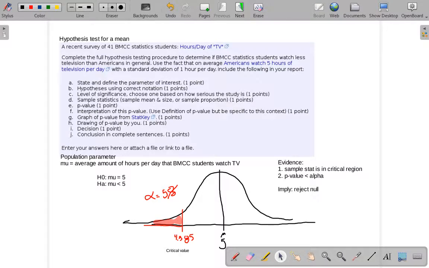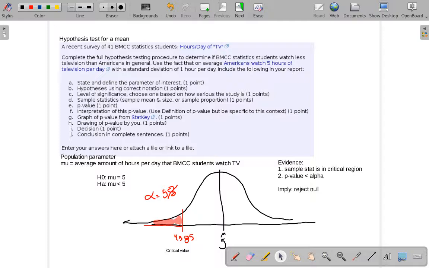We are going to do a hypothesis test for a mean. So a recent survey of 41 BMCC statistics students, we asked, how many hours of TV do you watch per day? And I've been collecting this data for a while, and you're going to work on this 41. I'm going to work on a slightly different set of students.